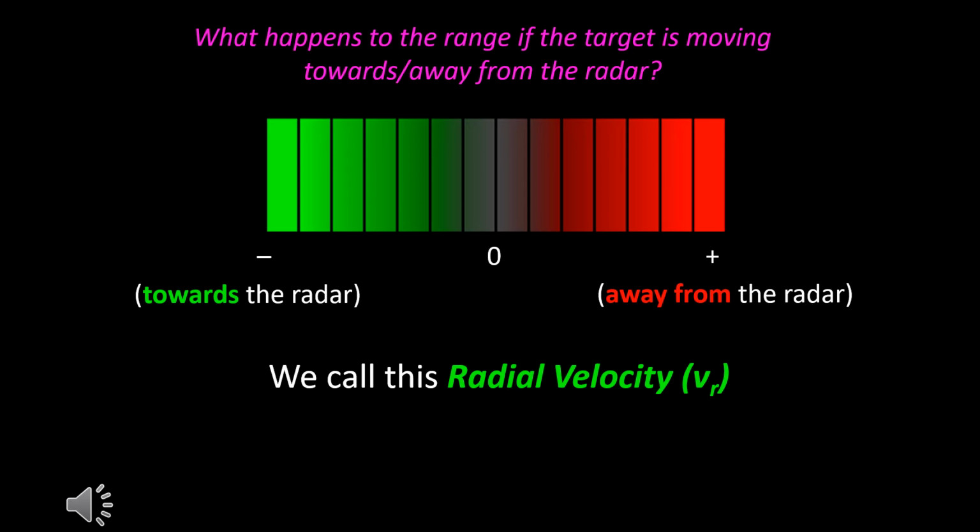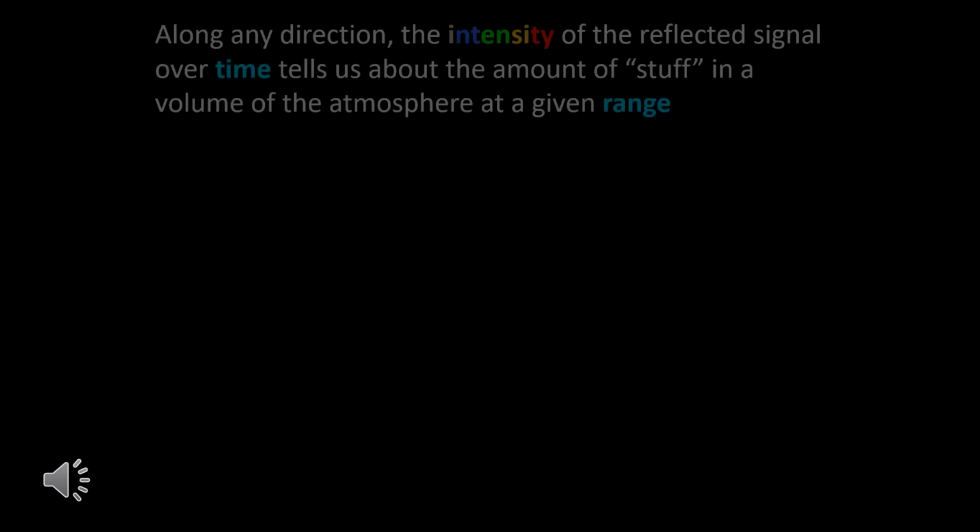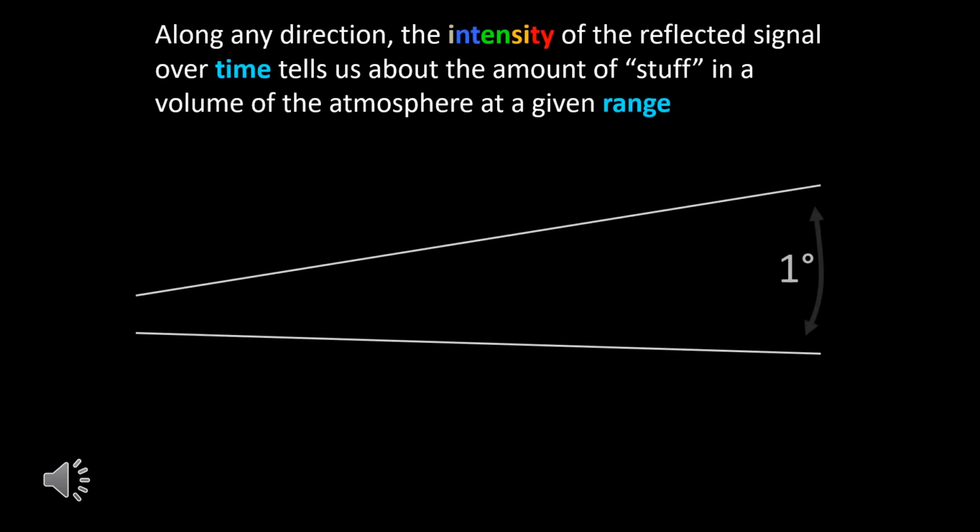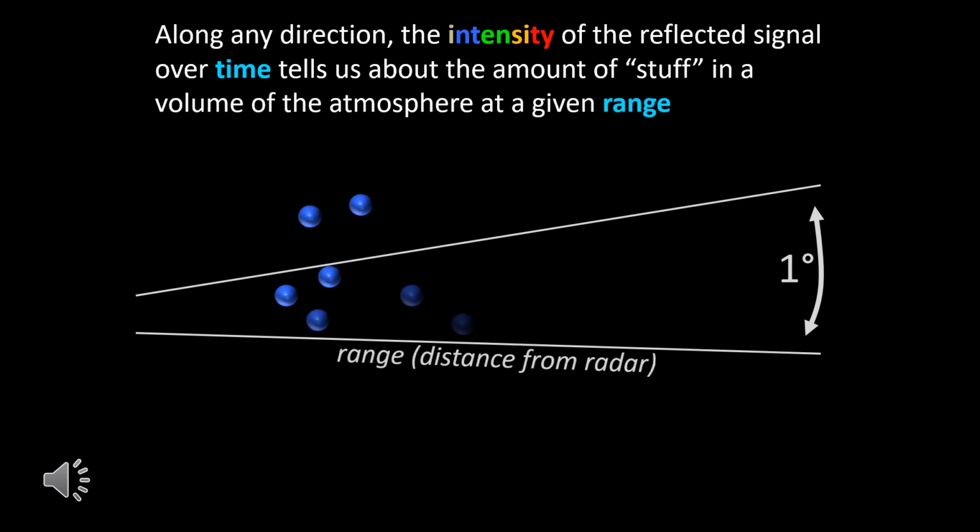Green colors indicate the target is moving toward the radar, and reds indicate moving away from the radar. The intensity of the color gives an indication of the speed that the target is moving. Along any direction, the intensity of the reflected signal over time tells us about the amount of stuff in a volume of the atmosphere at a given range.